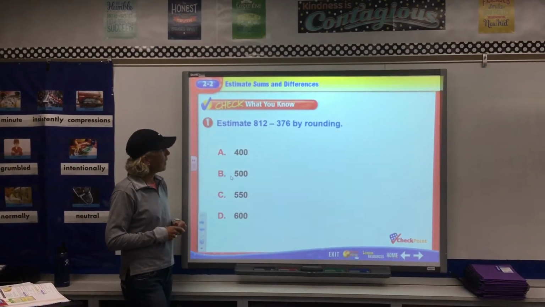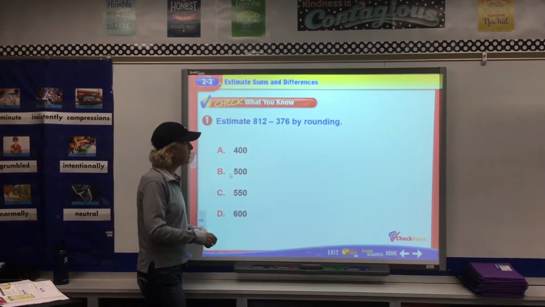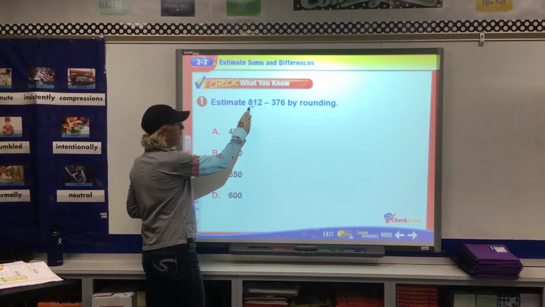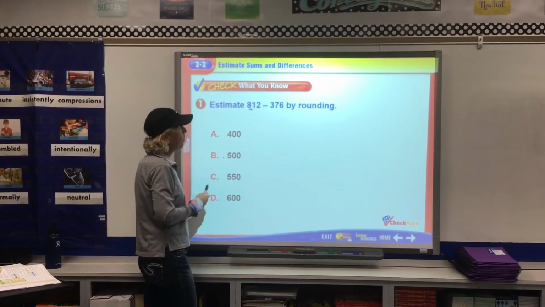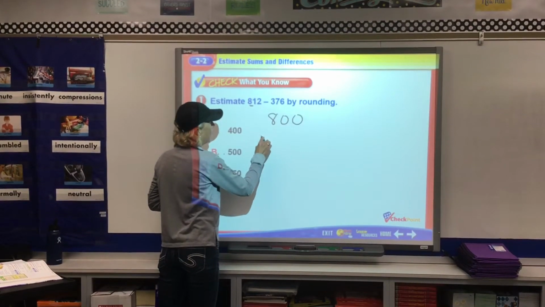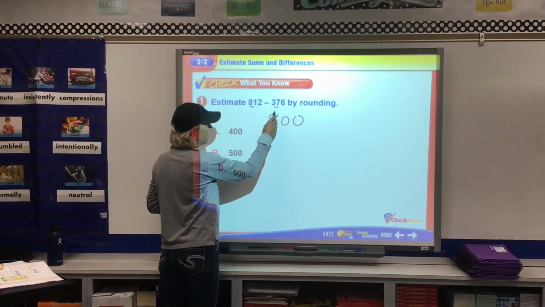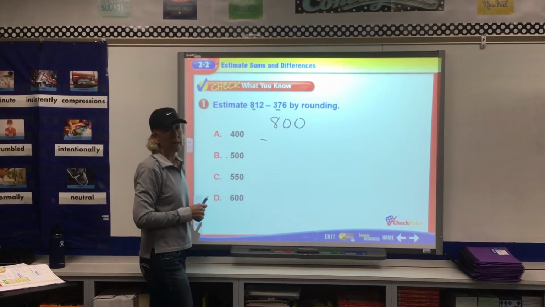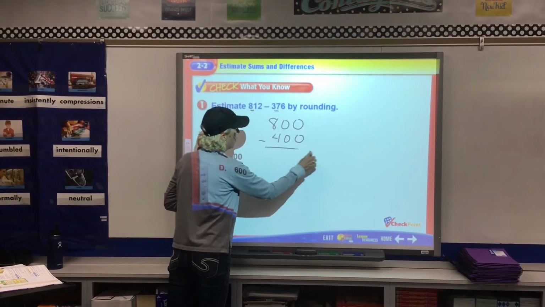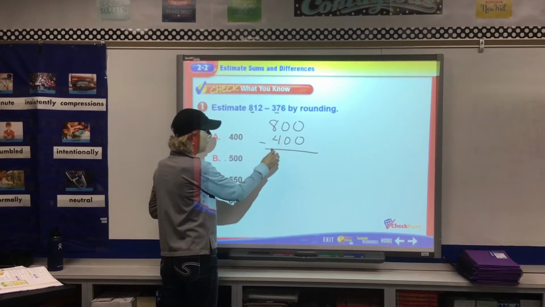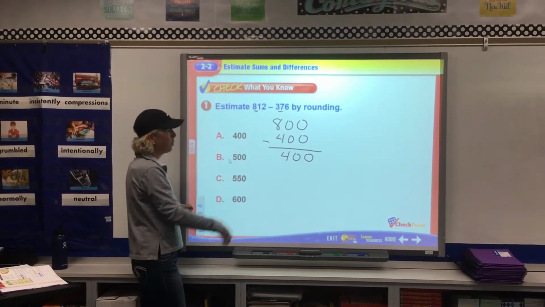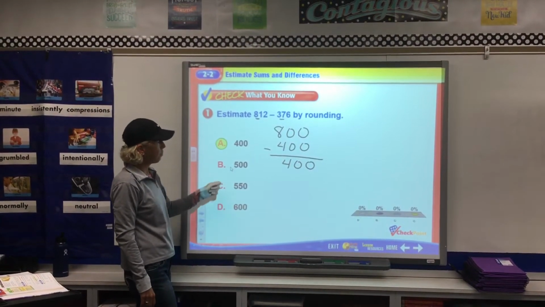They ask us to estimate 812 minus 376. Again, we're going to look at the digit in the greatest place value. So you look at the 8. And you know that 1 is less than 5, so you would round 812 to 800, and then 376, the 3 is in the greatest place value. You look to the right of that, it's greater than 5, so you would round up to 400. So again, it becomes an easy mental math problem. 8 minus 4 is 4, so your answer should be right around 400 when you'd actually calculate that problem.